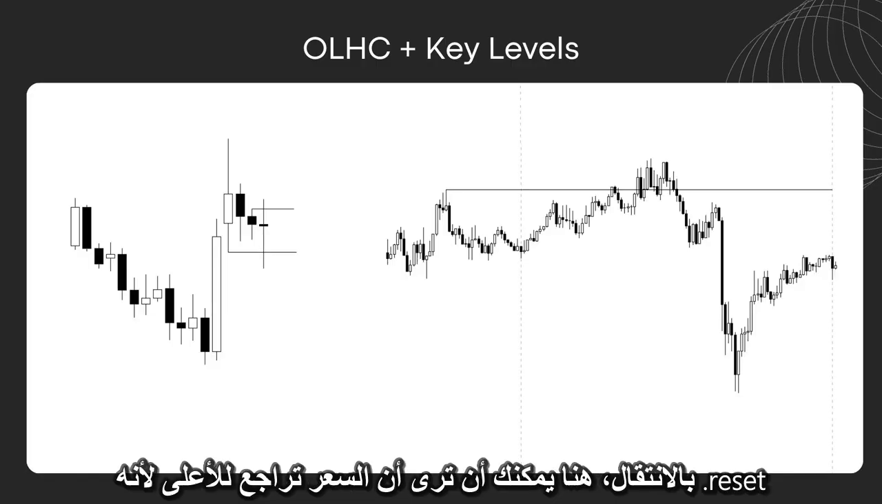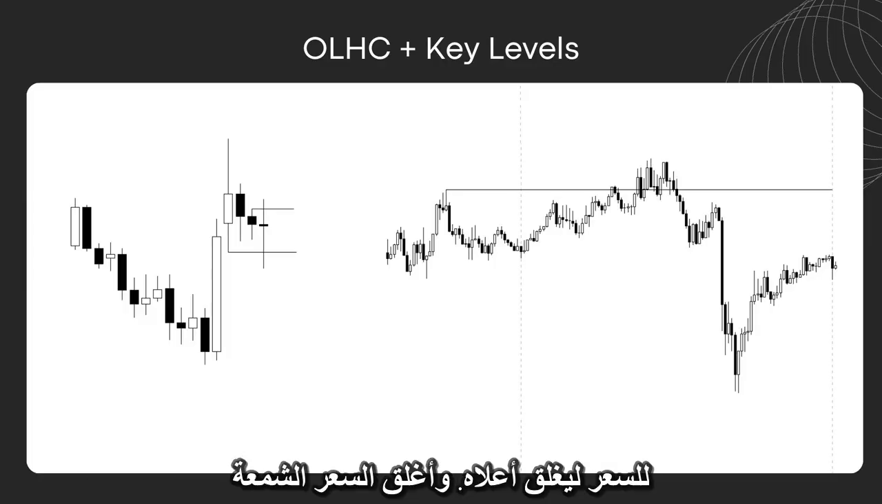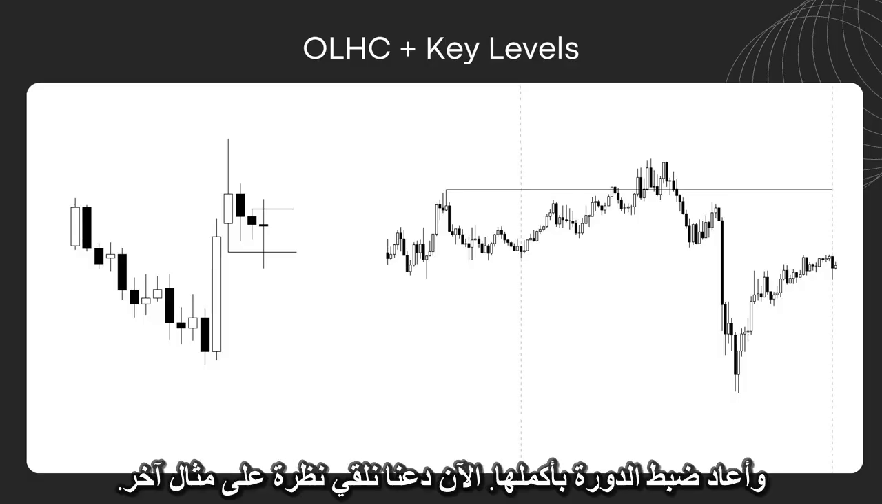So moving on, right here you can see price retraced above because it reached the higher time frame down liquidity, and that acts as a support for price to close above. And price closed above, closed the candle, and reset the whole cycle.